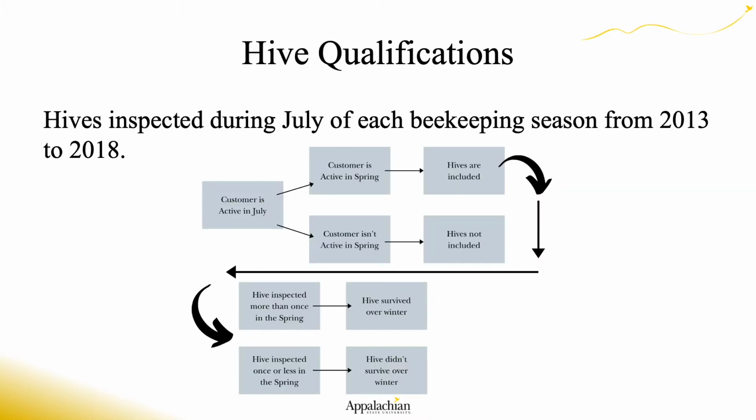If the customer was still active in the following spring, meaning they had some sort of action within the service, then the customer passed the first criteria. Their hives that were active in that July were then included in the study. And if in the following spring they were inspected more than once, then they were considered alive. If they had one inspection or no inspections and the customer continued to make changes to their other hives, then that hive was considered dead. This method might not be perfect and there could be exceptions, but as an initial methodology, this chain could give us context for overwinter survival rates.